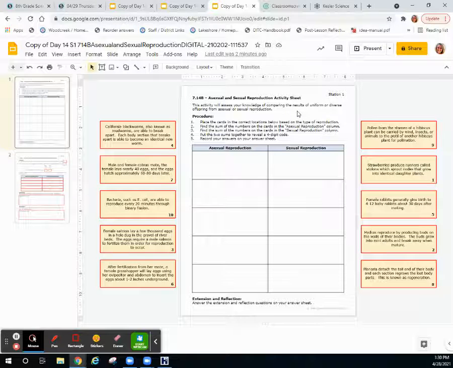So we're going to place the cards on the correct locations, whether they're sexual or asexual reproduction, and then you will find the sum of the numbers in each category, put the twos together for a 4-digit code.